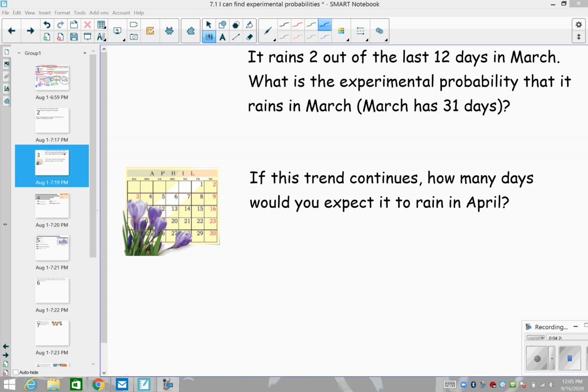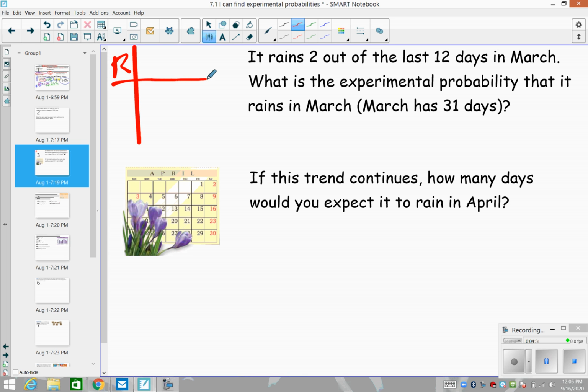So this one. It rains 2 out of the last 12 days in March. Excuse me. So the rain. It rains 2 out of the last 12 days in March. What is the experimental probability? So that's what we saw happen. We're going to use that to make a prediction. What is the experimental probability of how many days it rains in March?